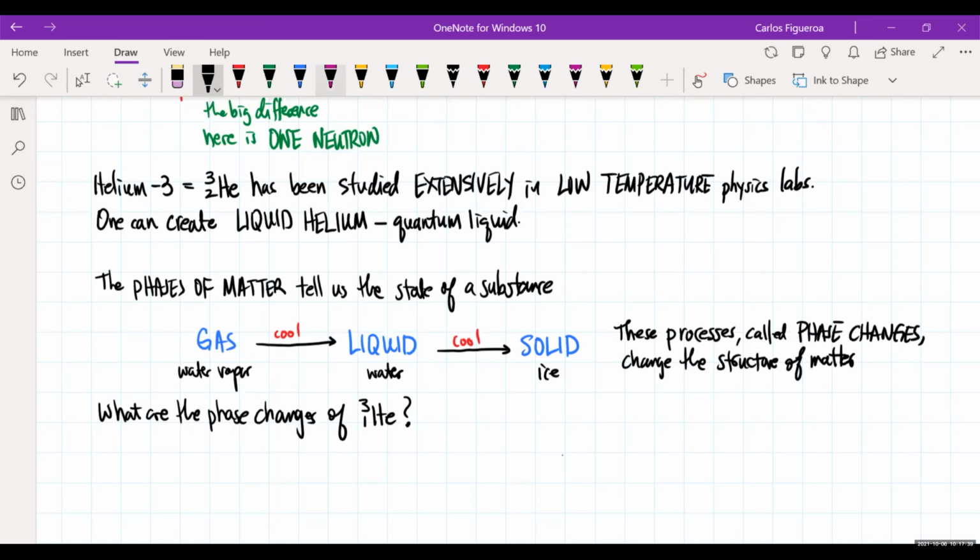Well, it turns out that it goes like this. You start with helium gas. And then you don't just cool it, you supercool it. So you go through a process of supercooling. And then what you find here is that now you get liquid helium.